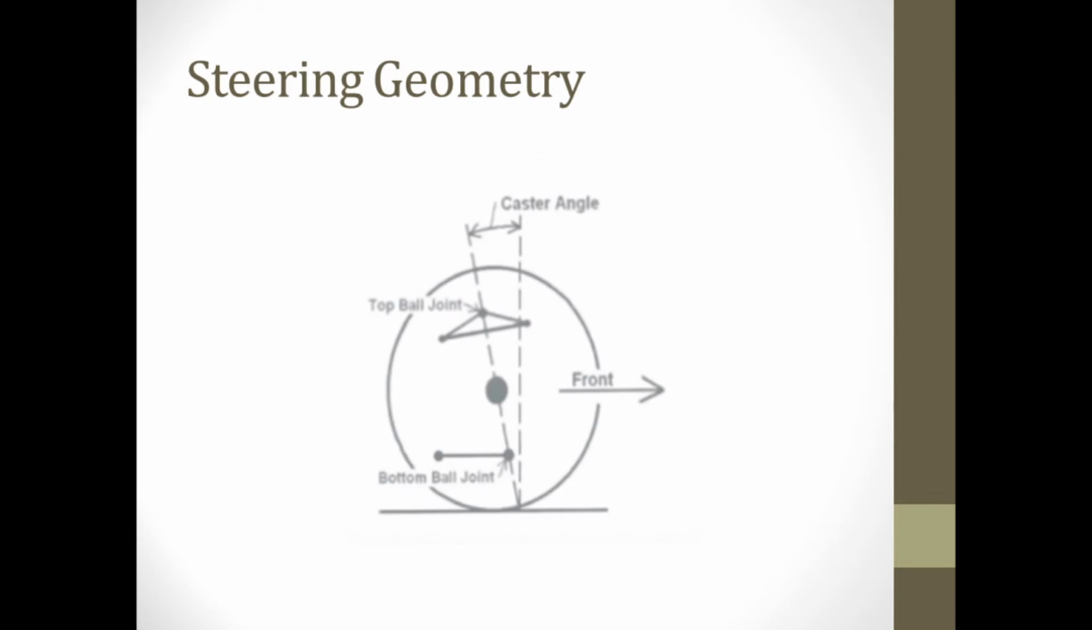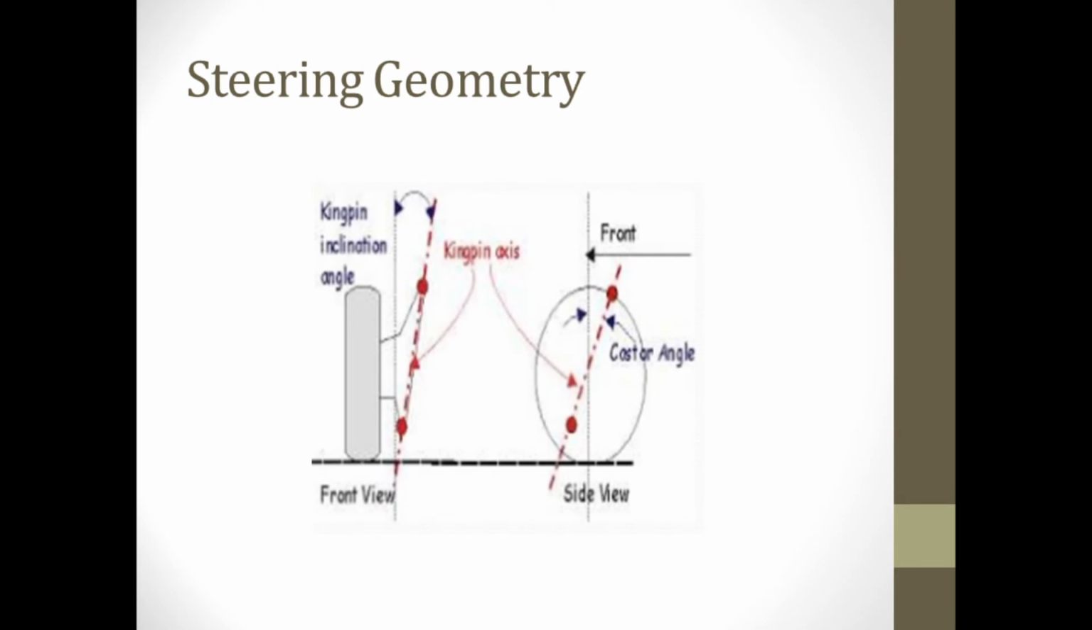Now we come to caster. Caster angle is the tilt of the kingpin center line towards the front or back of the vehicle vertical line. It is the angle between the vertical line and kingpin center line in the wheel plane when looked from the side. Next we come to kingpin inclination. It is the angle between kingpin center line and vertical line when seen from the front of the vehicle. It is also called steering axle inclination.